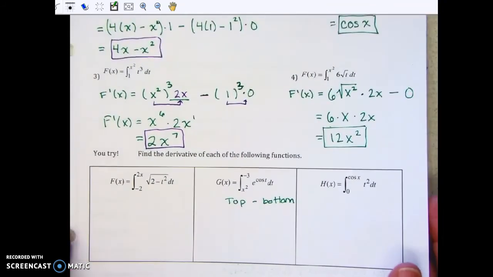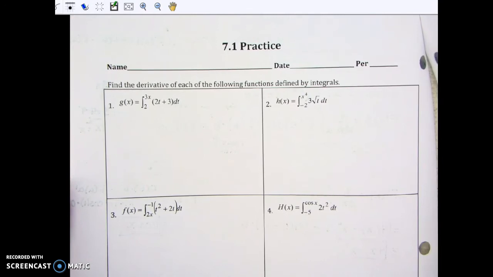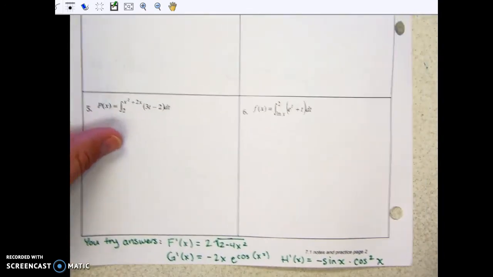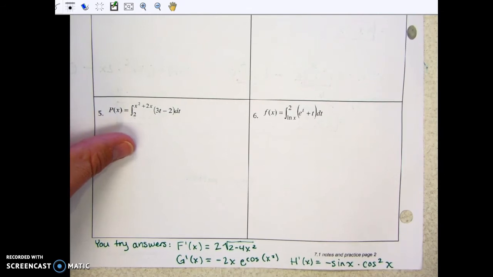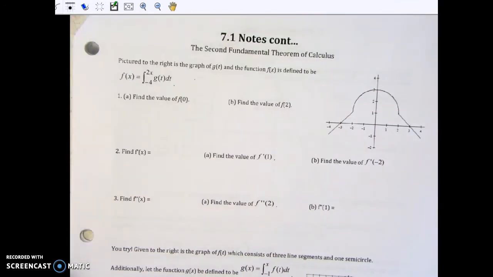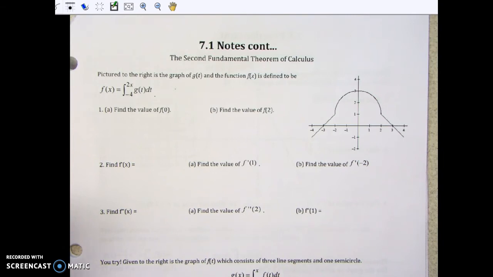Okay. If you get the you-tries correct, then you can do this practice side. It's super easy. Those are the answers to the you-try. So try them first. If you get them right, go on and do these 6 for homework. But I'm going to get started with the 6 minutes I have left with the notes here. This is part 2 of the second fundamental theorem of calculus. You ready? This is fun.